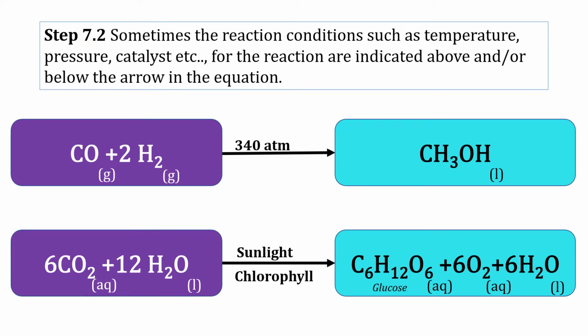Another example is the photosynthesis reaction that takes place in plants. The carbon dioxide is mentioned as an aqueous state because it is dissolved in water of the plant cell. This reacts with water in presence of sunlight and chlorophyll as mentioned on the arrow to form glucose, that is starch, and oxygen in aqueous form along with water.